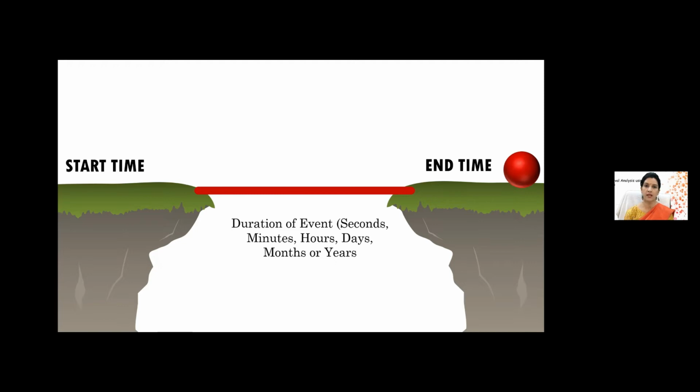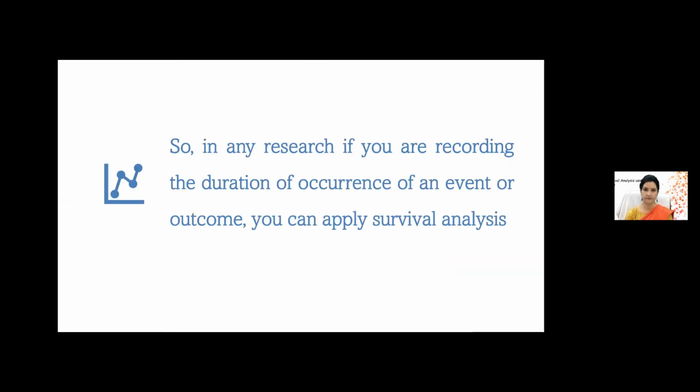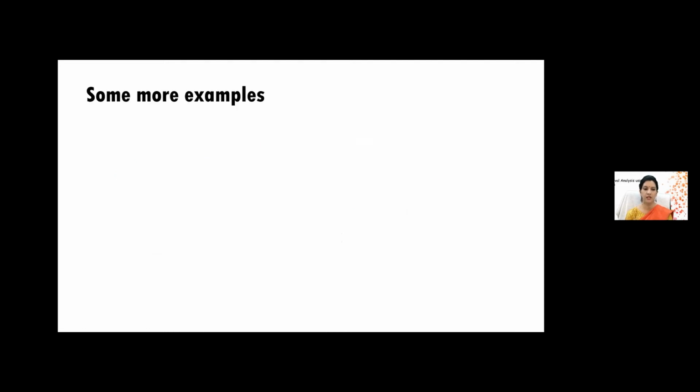If by intervention, like if a patient of head injury comes, or maybe a cardiac patient comes and you have given some intervention, so maybe he can be revived or some change can be there, some ECG reversal or some change, then that can also be measured in seconds. So whatever unit of time you are taking, that has to be mentioned clearly, how you are going to measure the time. So in any research, if you are recording the duration of occurrence of an event, we apply the survival analysis.